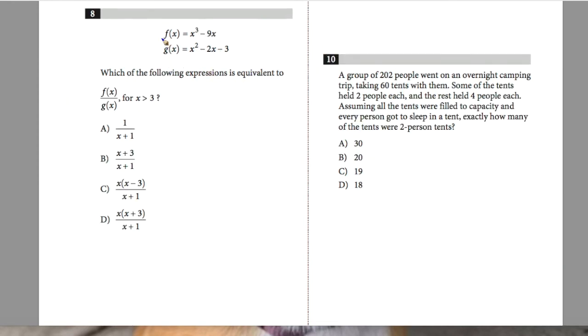Question 8 shows me two different functions, f of x and g of x, and it says, which of the following expressions is equivalent to f of x over g of x for x greater than 3. Now, a big hint: whenever you see an inequality and the language of 'which of the following expressions is equivalent to,' and you see variables within your given expressions and within your answer choices, usually the best strategy is choosing numbers.